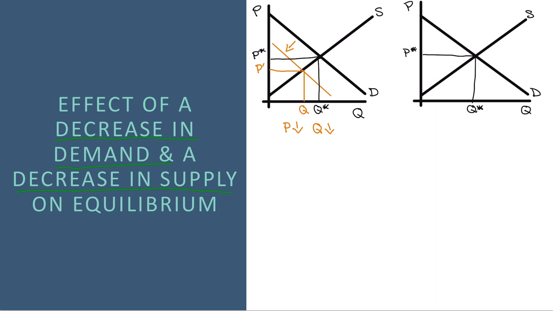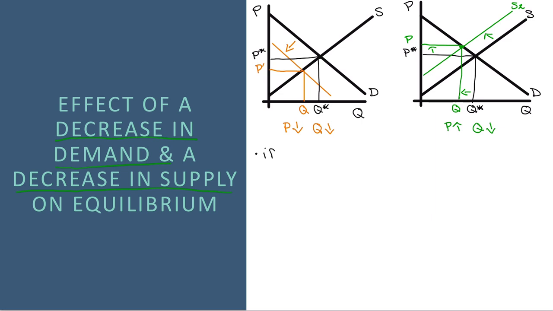For our supply curve, if there's also a decrease, then it's also going to shift to the left. And we're going to care about our new intersection point. So there's a P and a Q. So for our decrease in supply, we see that our new equilibrium price increased, and our quantity decreased. Now, if both of these were happening at the same time, we would need to know more information to know what's going to happen to both of them.